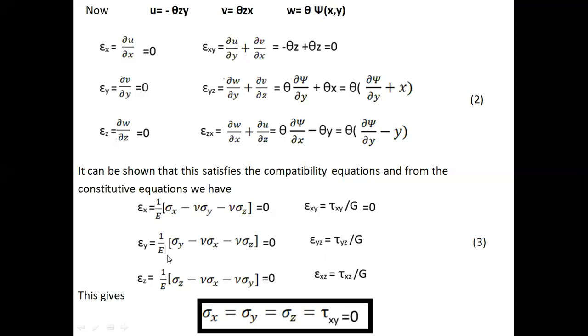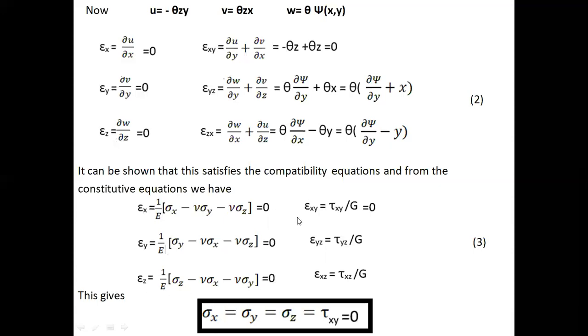Epsilon y is 1 by E times sigma y minus mu sigma x minus mu sigma z, which is equal to 0. So that is also 0. Similarly, epsilon z is 1 by E times sigma z minus mu sigma x minus mu sigma y, which is equal to 0. Because the three normal strain components are 0, we can write this expression in terms of stresses.